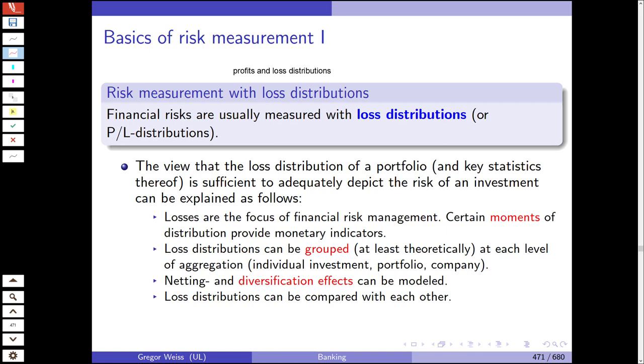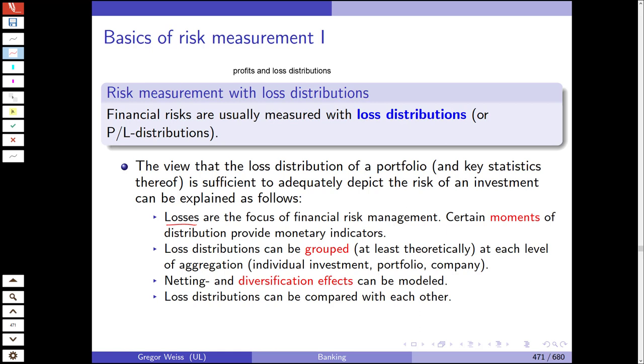Why? Because we are most concerned about losses. So losses are our focus. Then let's concentrate on financial losses and their statistical distribution. We can then calculate certain moments of these distributions, and we get pecuniary, monetary indicators. We get money values.